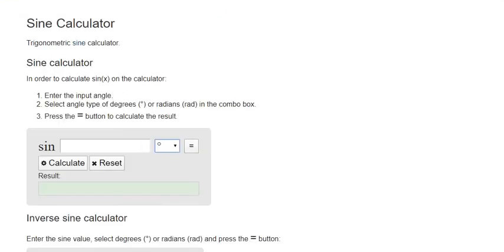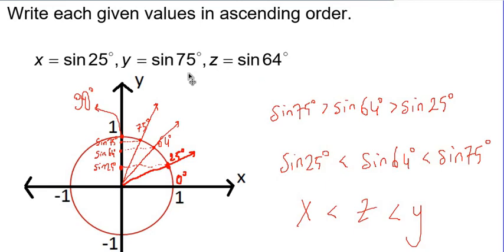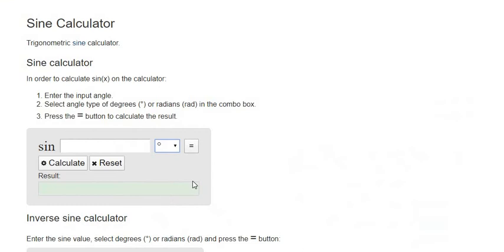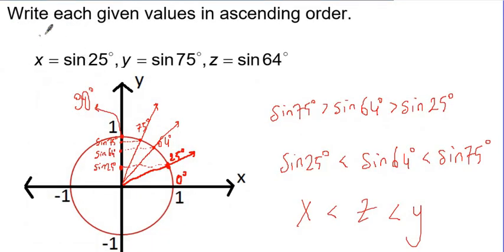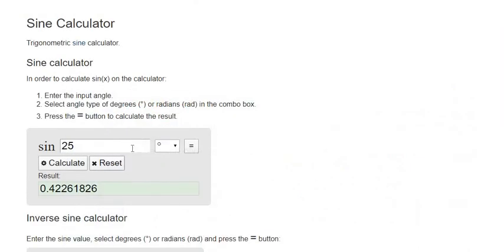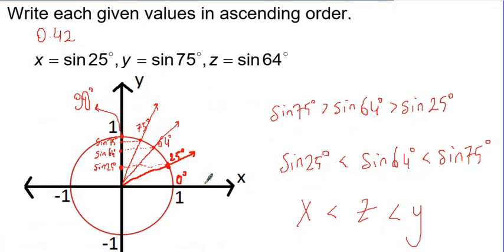So let's use a calculator to see the result actually. Without using the unit circle, let's use a calculator and see if it is really correct or not. So let's write the sine of 25 first. Sine of 25 degrees is equal to 0.42. Let's write 0.42. And sine of 75 is equal to 0.96.